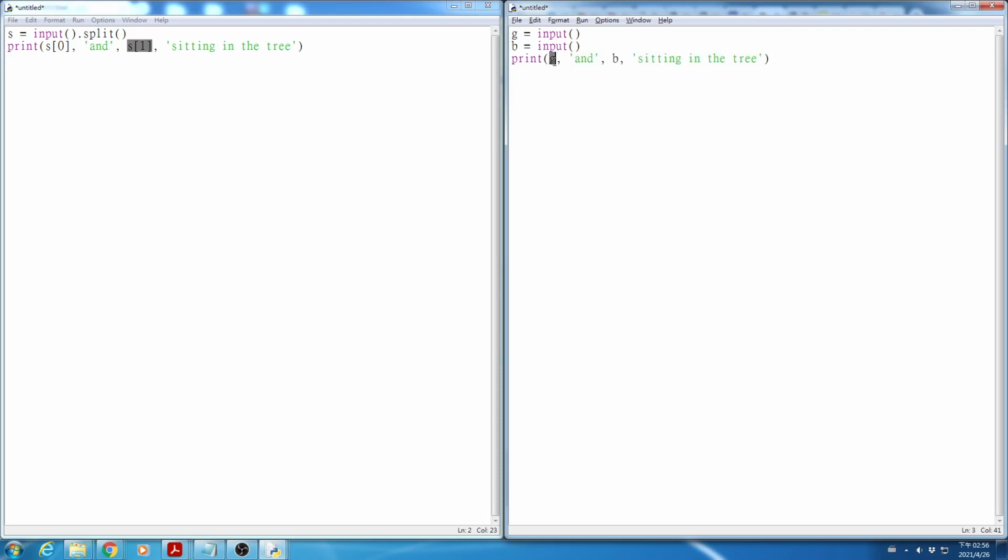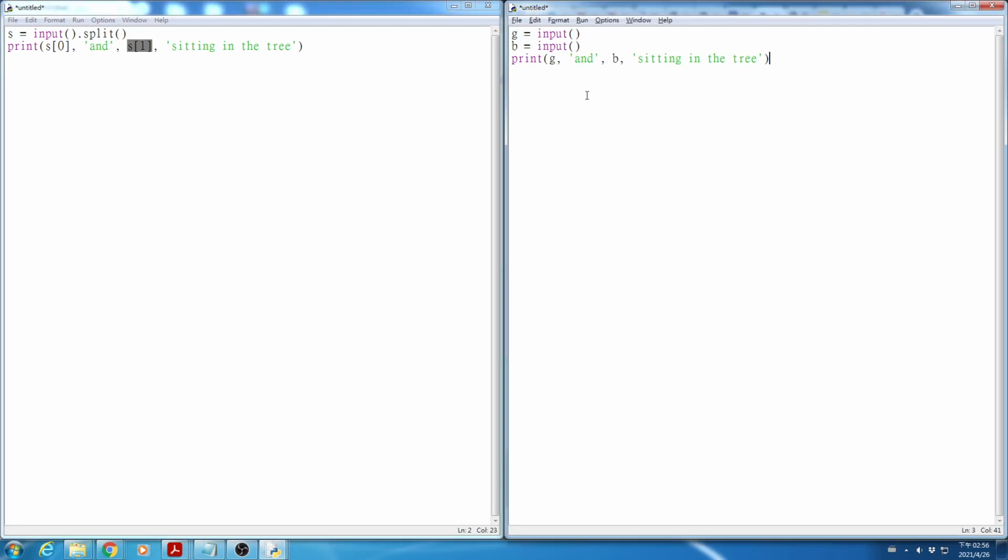Why do I put the variable name of G here? Girl. Why do I put B as the name of the variable here? A boy, right? But do you see a girl and a boy here? No. Can we do something like this in this version?